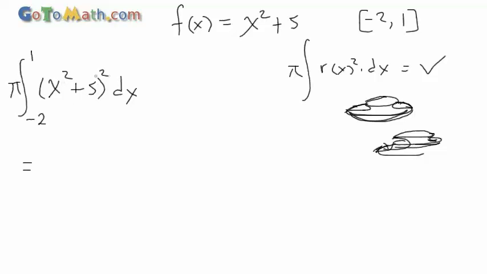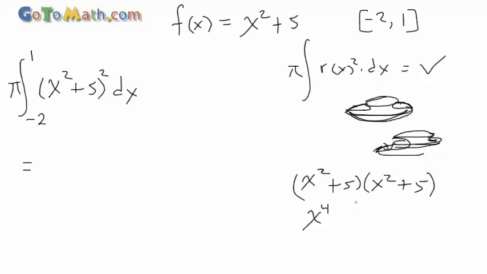So the best thing to do here is some side work, and that's what we're going to do. So this is x squared plus 5 times x squared plus 5, and since there's only two of them, we will multiply this stuff out.